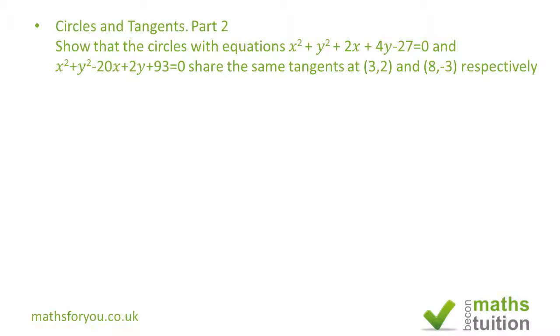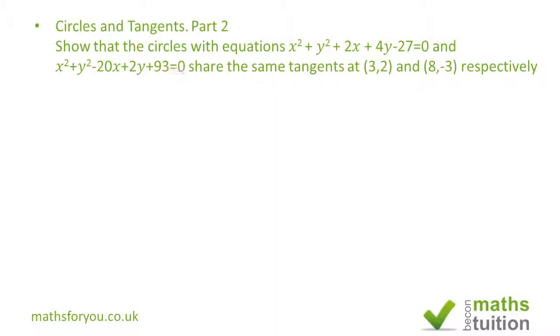We are asked to show that the circles with the equations x squared plus y squared plus 2x plus 4y minus 27 is equal to 0, and x squared plus y squared minus 20x plus 2y plus 93 is equal to 0, share the same tangent at (3, 2) for the first circle and (8, -3) for the second circle.